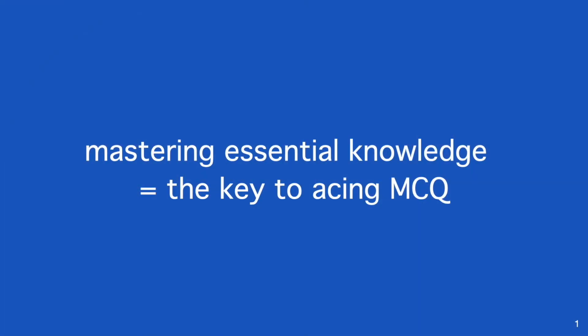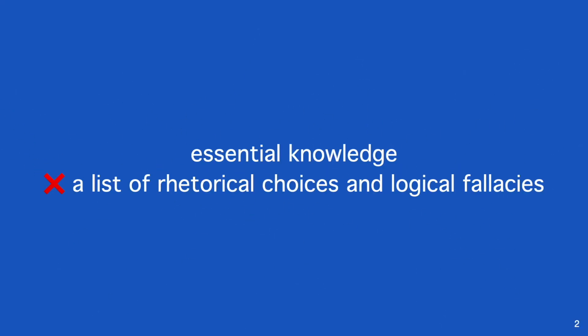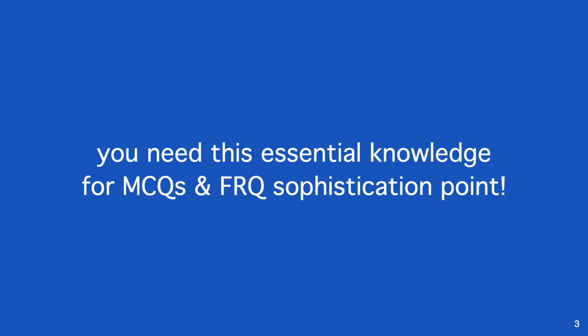Mastering the 83 essential knowledge in the College Board exam description is the key to acing the MCQ section. But most high school teachers don't cover them in class at all, and most students don't even know what essential knowledge is. They think it's a list of rhetorical choices and logical fallacies. It's not. Today, let me walk you through what I think is the single most important essential knowledge. You need it for the MCQ and you need it for the sophistication point on your essays.